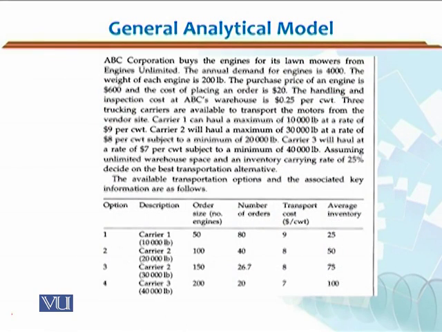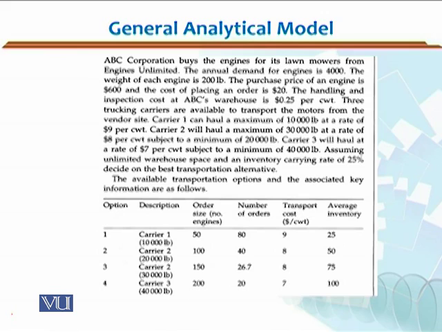Now, for clarification of a general analytical procedure, let me take a simple example. Let's say there is an ABC corporation that buys the engines for its lawn mowers from Engines Limited. The annual demand for engine is 4,000. So you need to buy 4,000 engines for a year. The weight of each engine is 200 lb. The purchase price of an engine is $600 and the cost of placing an order is $20.